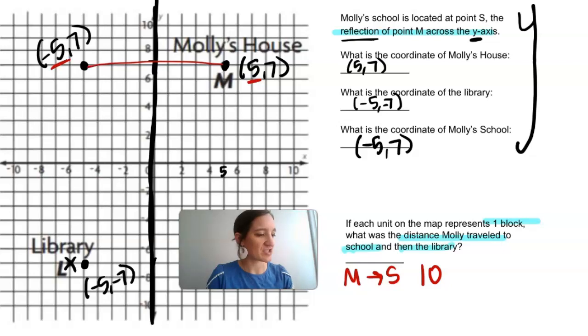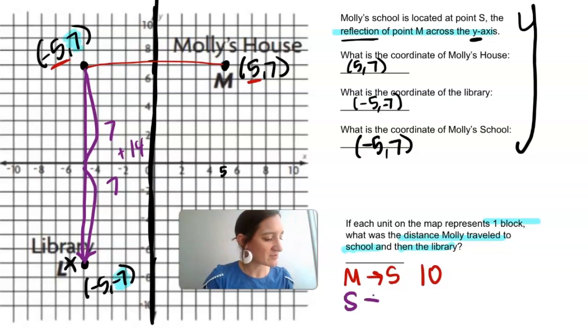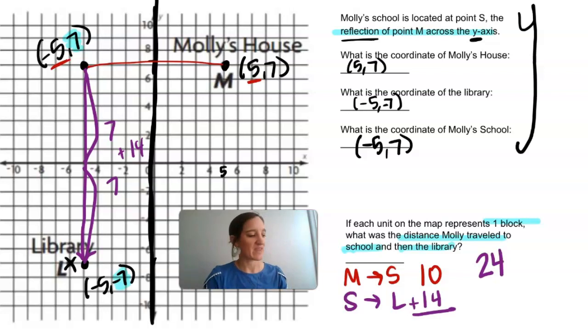And then she went to the library after school. So the difference there is the y coordinates. So what's the distance between 7 all the way to negative 7? Well, if they meet in the middle, if I go 7 here and 7 here, that would be 14. So school to library is 14. So the total distance she went was 24. And it told us that each unit is blocks.